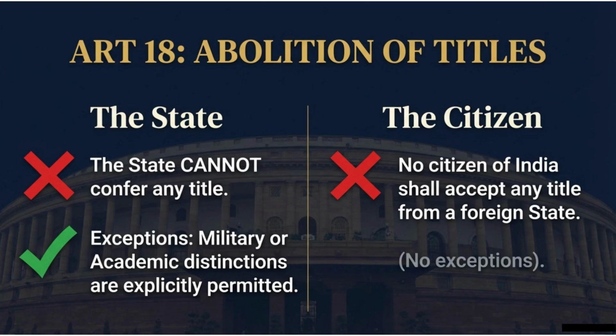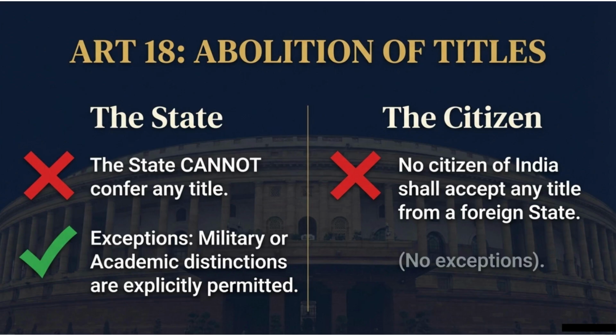Article 18 deals with the abolition of titles and works in two directions. From the state side, the state cannot confer any title on anyone. There is an important exception though. Military distinctions and academic distinctions are explicitly permitted. So a Paramveer Chakra or a PhD designation is perfectly fine. What is not permitted is a hereditary or feudal title like a Rai Bahadur or a Sir. These were colonial era practices and the Constitution explicitly buries them.